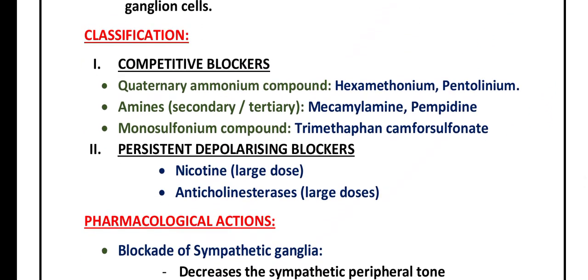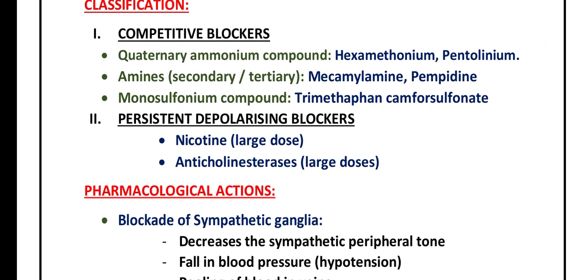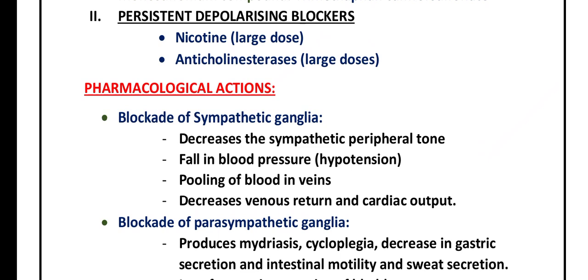Classification of ganglionic blocking agents: competitive blockers and persistent depolarizing blockers. Competitive blockers have three subdivisions. One is quaternary ammonium compounds. Amines involve both secondary and tertiary amines, and then sulfonium compounds. Quaternary ammonium compounds: hexamethonium and pentolinium. Amines: mecamylamine and pempidine. Monosulfonium compound: trimethaphan camphorsulfonate. And persistent depolarizing blockers: in large doses, nicotine acts as a ganglionic blocking agent, and in large doses, anticholinesterases also act as ganglionic blocking agents.